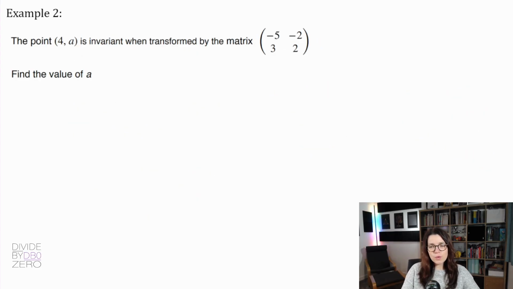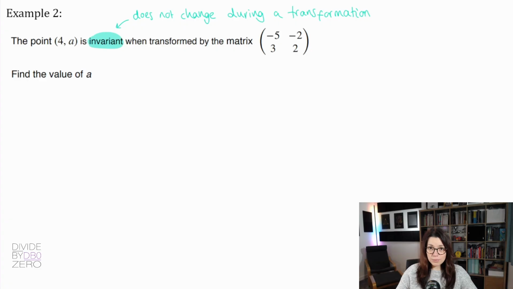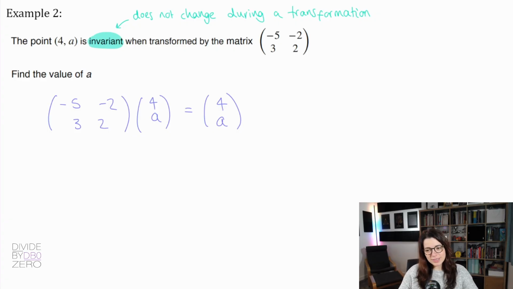Example 2. The point (4, a) is invariant when transformed by that matrix. Find the value of a. If a point is invariant, that means it does not change during a transformation. Because the point is invariant, we can say that when we multiply the matrix by it, it will stay the same. If we multiply the two matrices that are on the left, we get (-20 - 2a, 12 + 2a), and that equals (4, a).